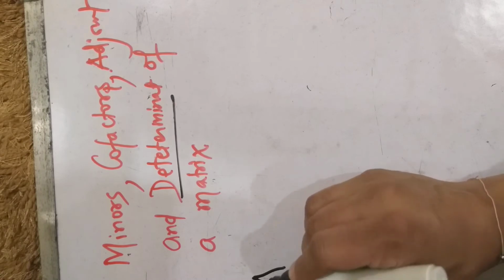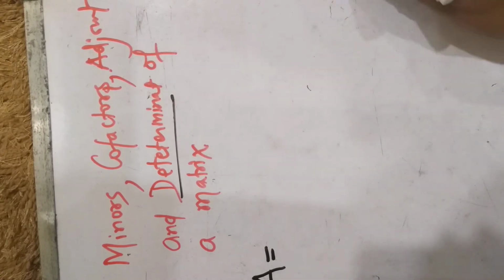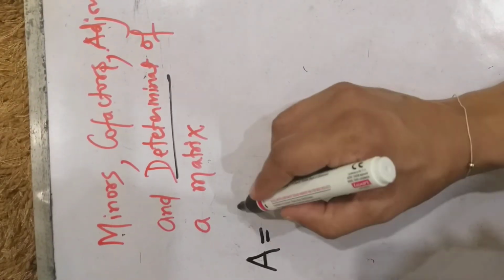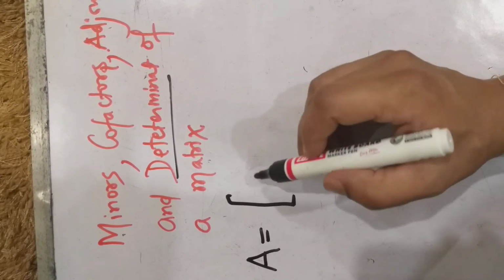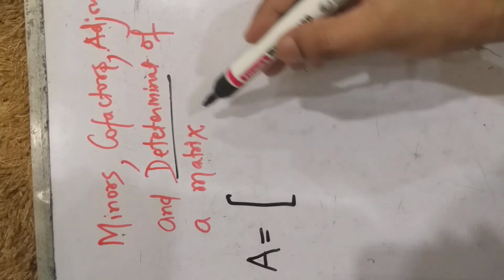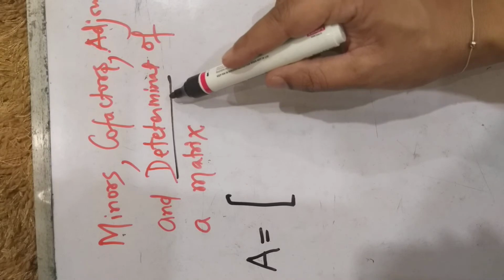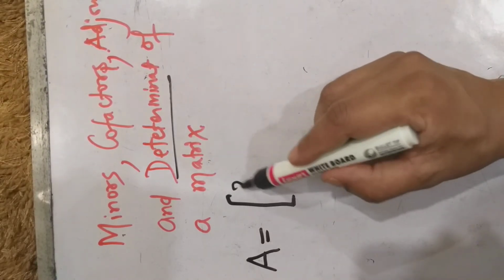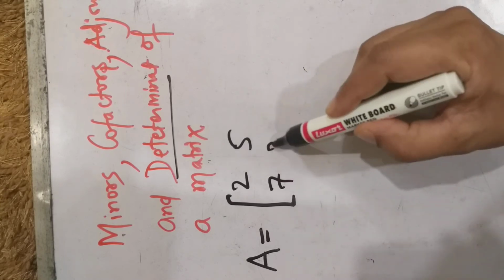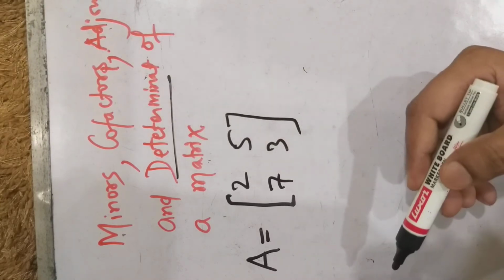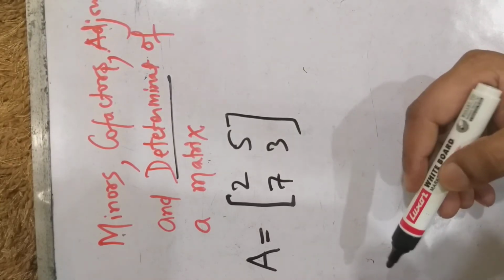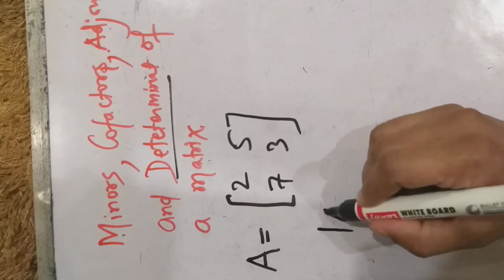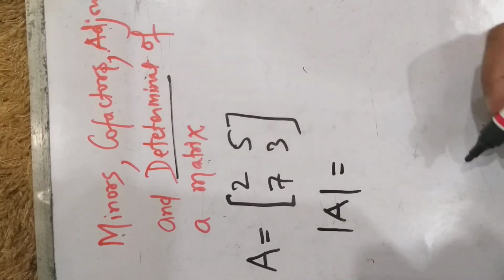Say A is a matrix of order 2 cross 2. We can find the determinant value of a matrix if it is a square matrix. Say 2 5 7 3. I am just writing the numbers. How to find its determinant value, meaning the value of the matrix?